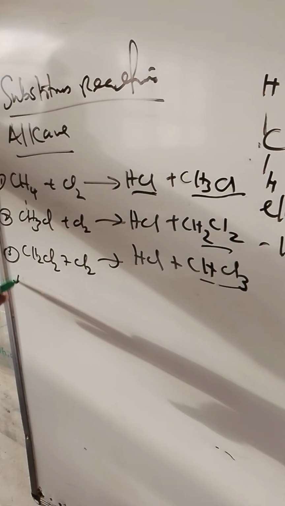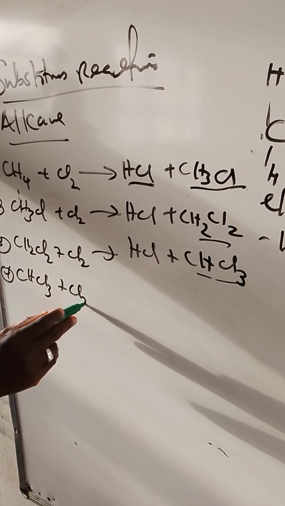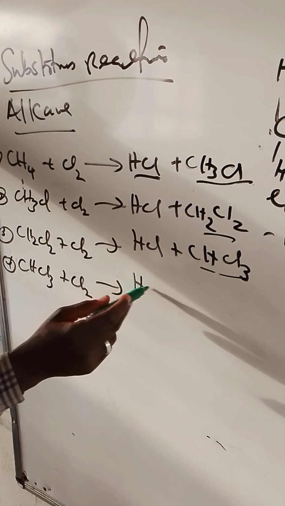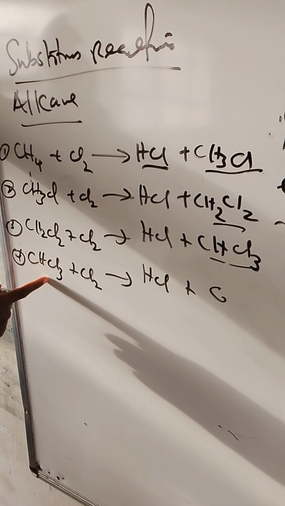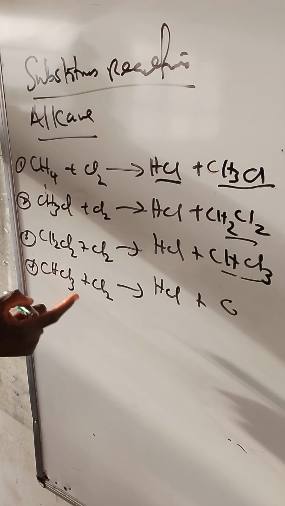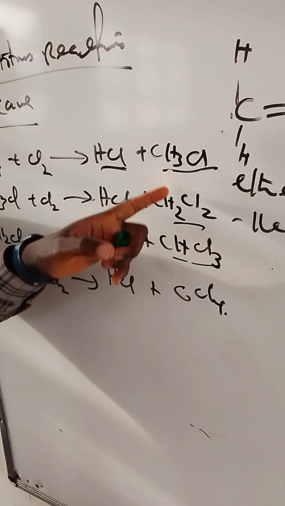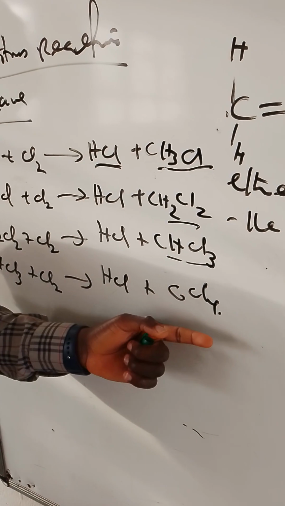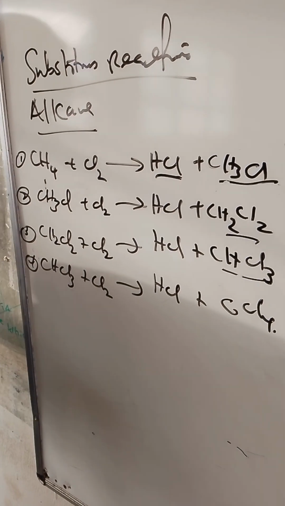You pick this, equation 4, CHCl3 plus Cl2. We are going to remove one hydrogen here. With this, we have what? HCl plus, no hydrogen is left here again, it's going to be C. We have 4 chlorine here. We have what? CCl4. This is chloromethane, this is dichloromethane, this is trichloromethane, and this one is tetrachloromethane, as the case may be. And this reaction is called substitution reaction.